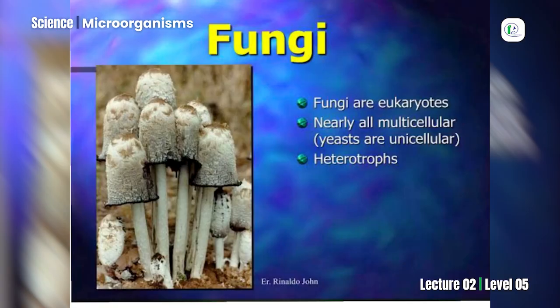What are fungi? Fungi are eukaryotes. Eukaryotes mean having a nucleus. Fungi are plant-like organisms. They can be unicellular, meaning single cell, or multicellular, meaning multiple cells. So the next thing is how fungi feed. Fungi feed on waste, dead plants and animals. They are called saprophytes. Do you know what is meant by saprophytes? Saprophytes are organisms that feed on waste and dead plants and animals.